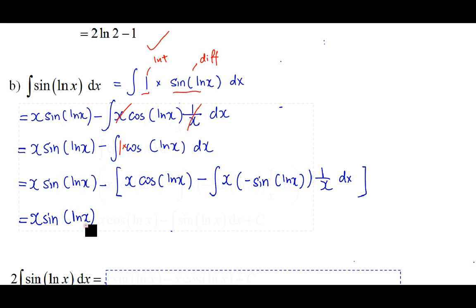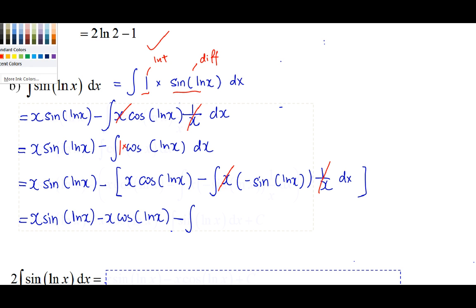This one clearly remains minus x cosine ln x. Look, this is a minus, minus becomes plus, so times another minus, it's minus. So minus integrate. And of course the x and 1 over x becomes 1. Becomes a minus sine ln x dx.